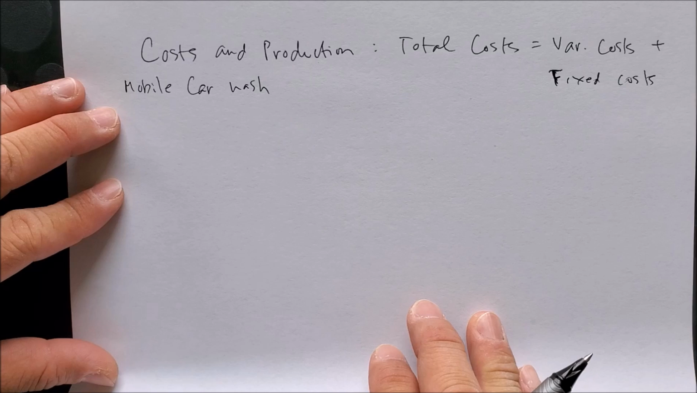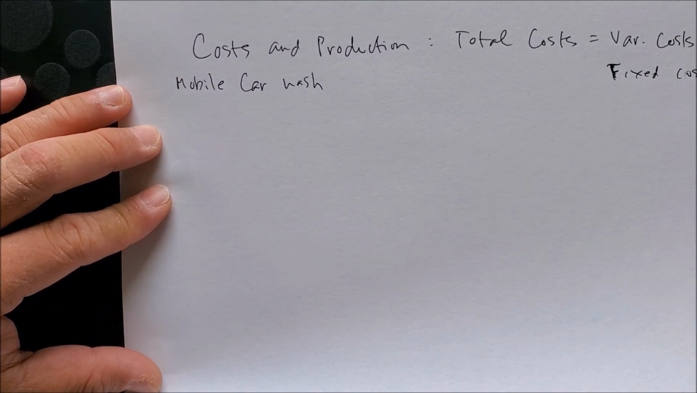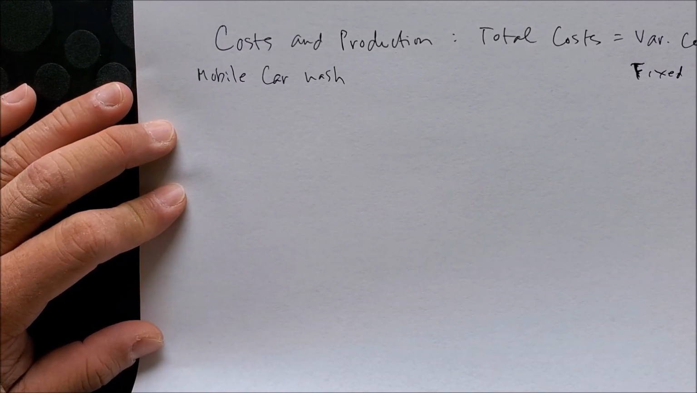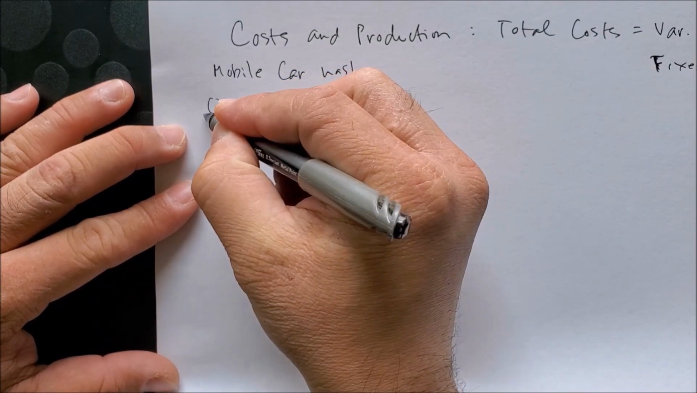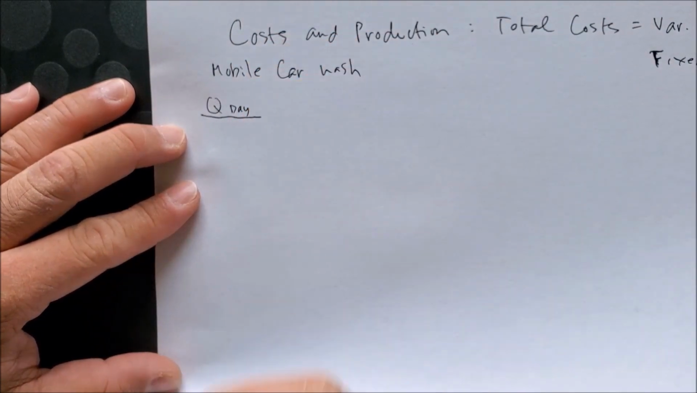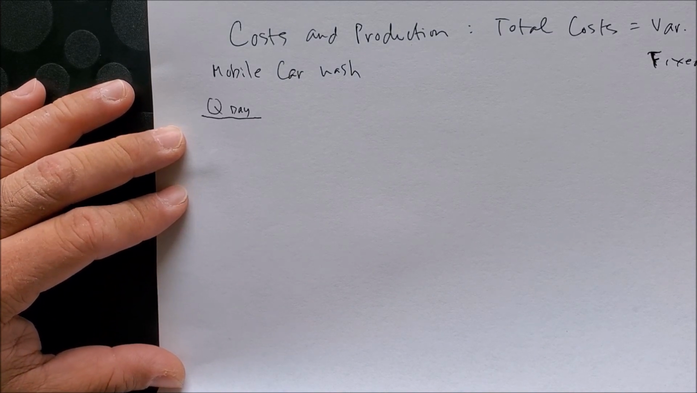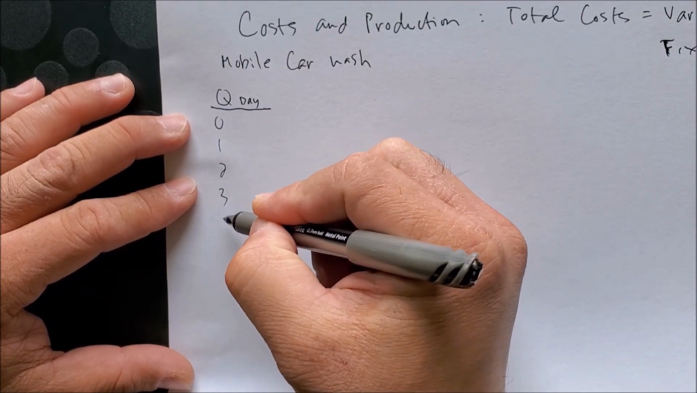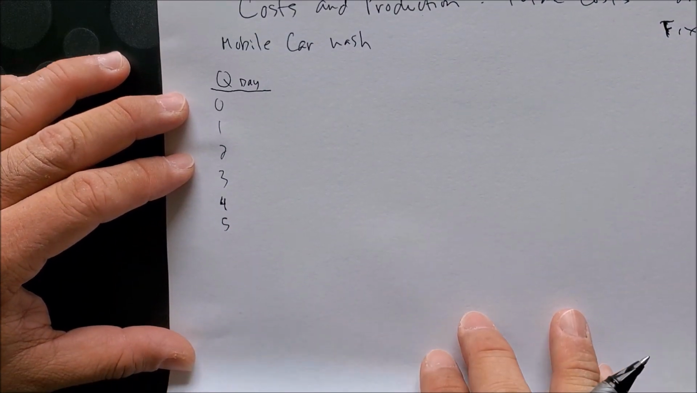But since you are a small business owner, we're going to focus more on what you would charge per type of vehicle you're going to clean. In order for this to make sense, we have to have information. Here we have quantity, and we can look at quantity as the number of cars per day that you are going to clean, wash, detail, etc. Let's make it simple. Let's go from 0, 1, 2, 3, 4, and 5 vehicles in one day.